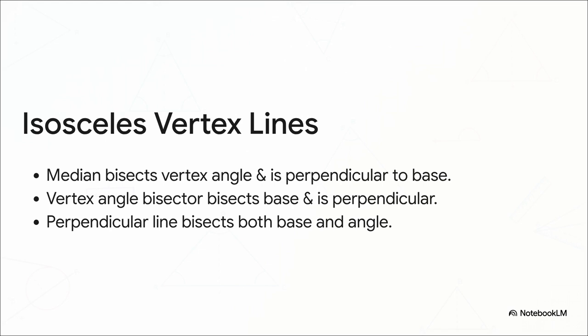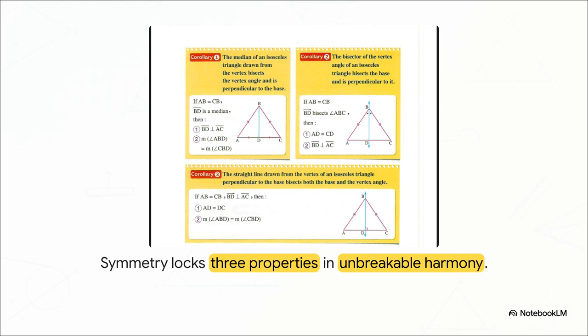The incredible secret here? If it does just one of these things, the rules of symmetry guarantee it automatically does the other 2 as well. The axis of symmetry basically locks all 3 of these properties together in this unbreakable harmony. If you draw a median that cuts the bottom line in half, you get the 90-degree angle and the perfectly split top angle for free. If you only split the top angle in half, you get the split base and the 90-degree angle for free. One property always guarantees the other 2. It's literally a built-in structural cheat code for geometry.